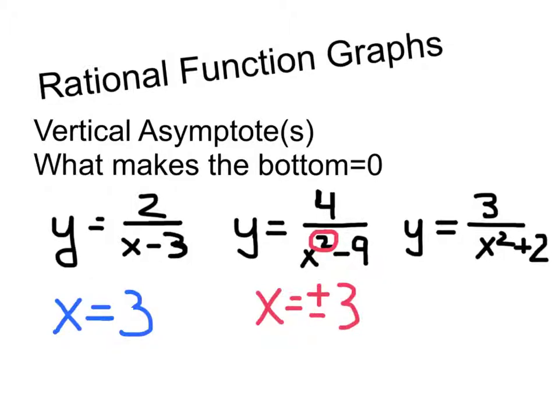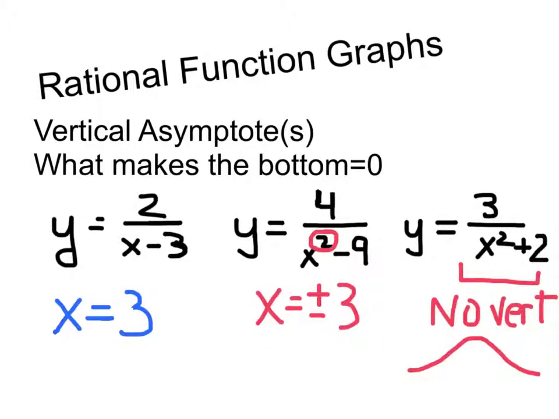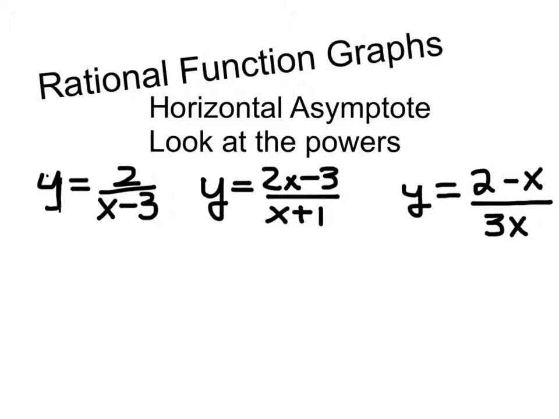This last function, there's nothing that can make the bottom equal to 0, so this has no vertical asymptotes. And this is one of those graphs that comes out looking sort of like a lump. When determining the horizontal asymptote, you need to look at the powers.